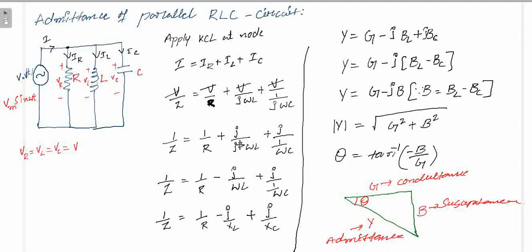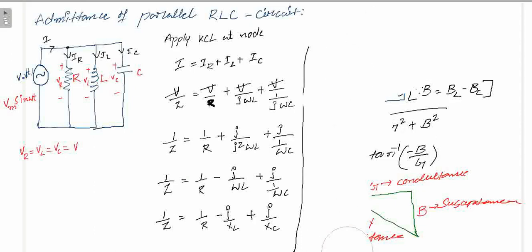Next we are going to see the phasor diagram. So till now we have seen admittance of the parallel RLC circuit. What is the parallel RLC circuit admittance? Admittance Y is equal to G minus jB. So let us consider the phasor diagram.